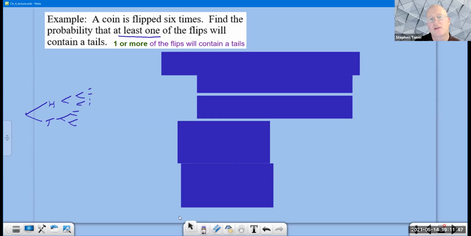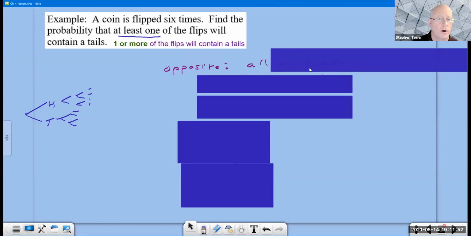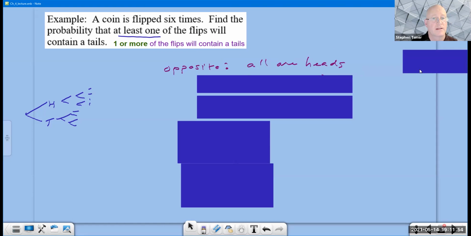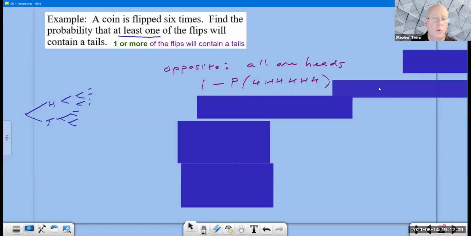So something that you learn quickly is the opposite of one or more is none. If you got one or more, the opposite is none. So the opposite of this is getting all heads. So if I can find the probability of all heads, we're in business. Now that would be the 1 minus the probability of heads, heads, heads, heads, heads, heads, like that.